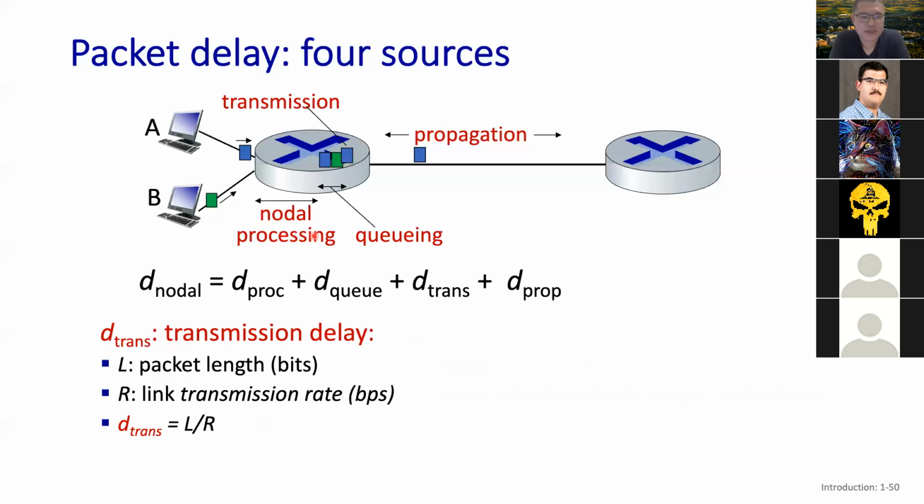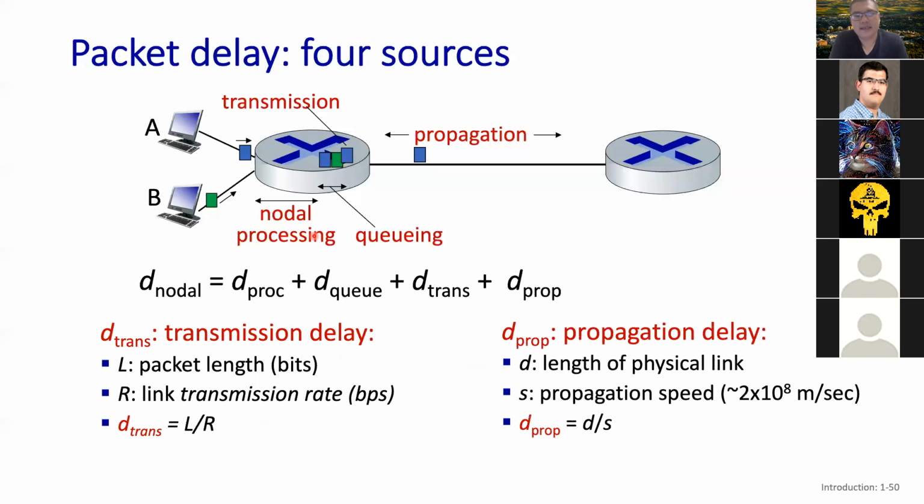The third delay is the transmission delay. I think everyone is familiar with this one, because we discussed it previously. If we have a packet with a length of L bits and the link transmission rate is R bits per second, the transmission delay is L divided by R. And the last delay is the propagation delay.